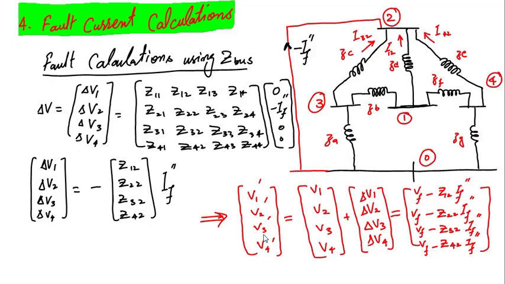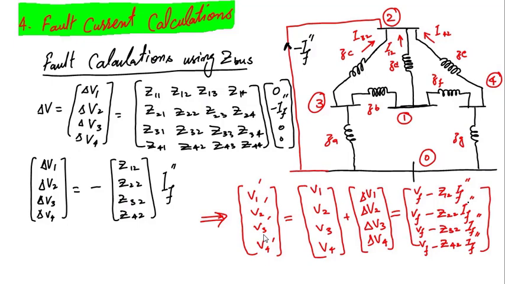In this equation you can see Vf is known to us, that is the pre-fault voltages. IF double dash we have computed by using the formula Vf over Z22. Next, these entries Z12, Z22, Z32 and Z42 are available to us from Z bus. So in this way we can find out the new voltages, that are known as the during-fault voltages. Once we have the values of these during-fault voltages, current contribution can be calculated, or the branch current anywhere in the network can be calculated during the fault condition.